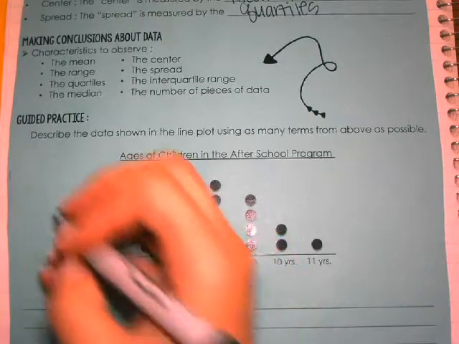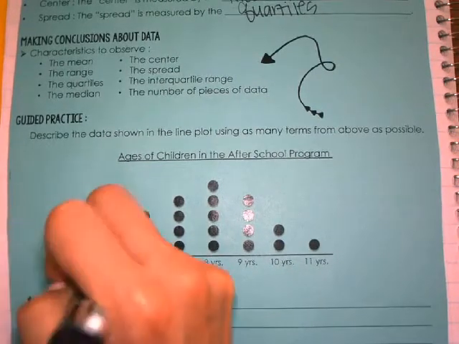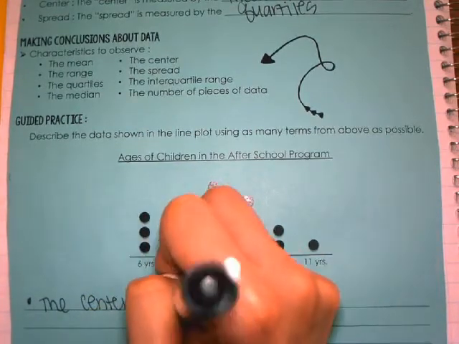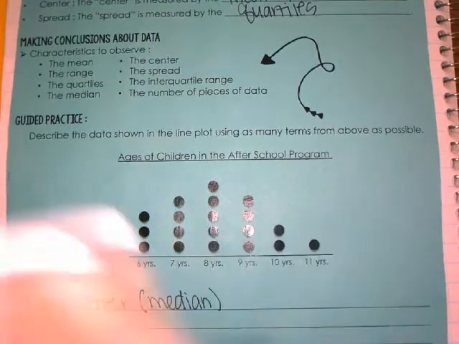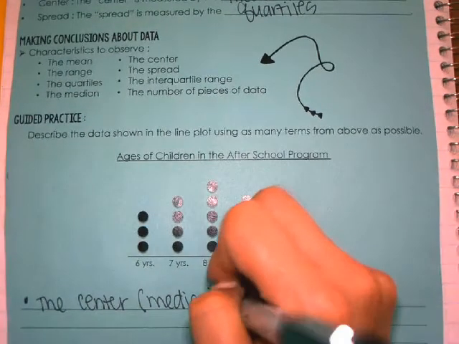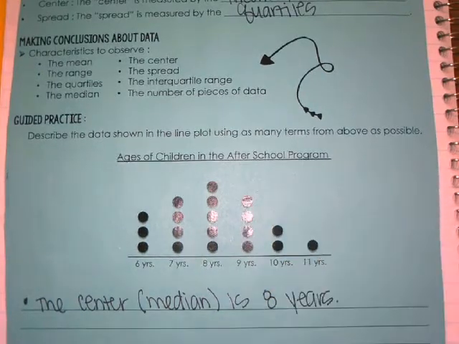The center of the data is 8 years. Excellent. Let's write that down. So the center, and then in parentheses, guys, I'm going to put median, because center and median are kind of the exact same thing. The center (median) is 8 years. That is correct.